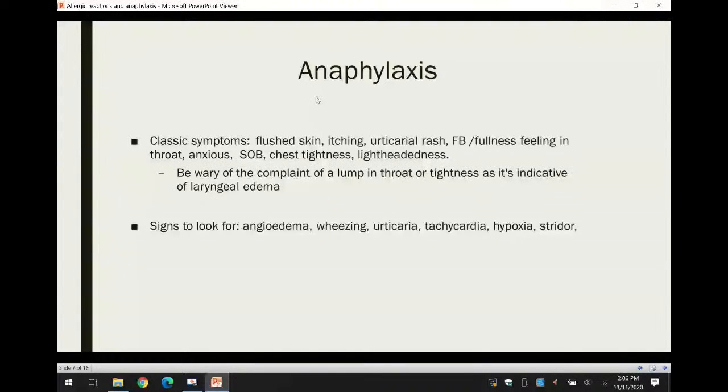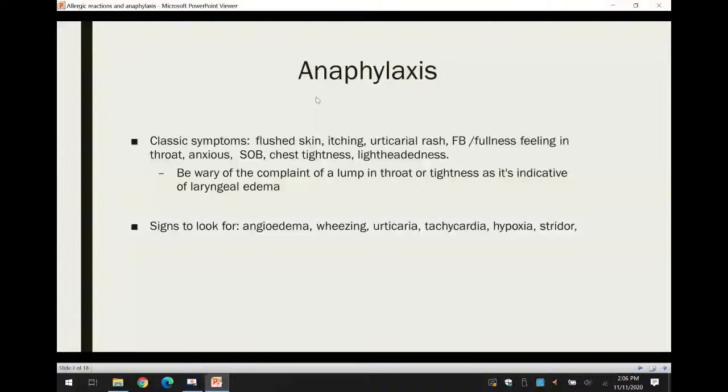Other signs you can look for, outside of the subjective ones: angioedema, whether it's the tongue or lips, and you can even have it isolated to the uvula as well. Any wheezing or stridor, tachycardia, and hypoxia are some of the other signs to look for.